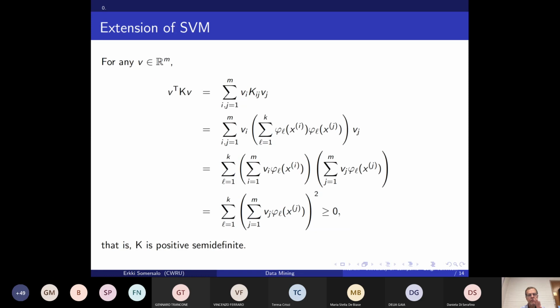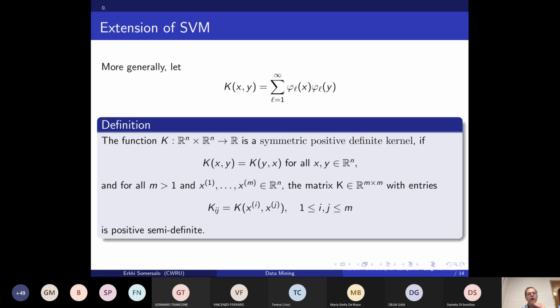So this is a computational trick. I'm doing the following. Suppose that you are taking an infinite number of feature vectors, phi_l, where l goes from 1 to infinity. So suppose you take all the polynomials.